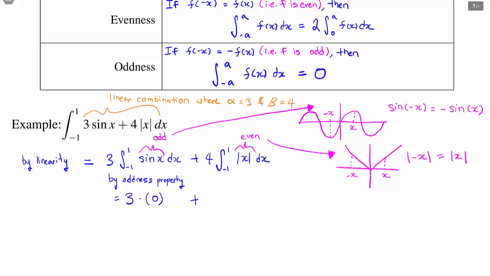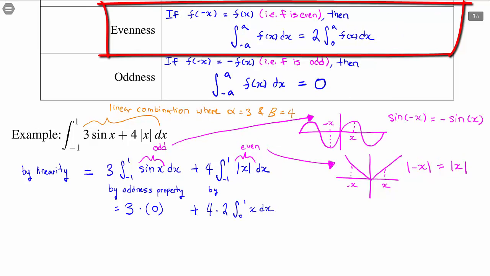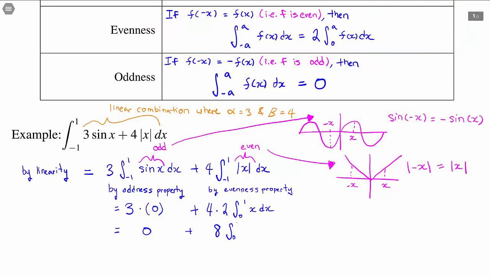to be equal to 4 times another 2 times the integral from 0 to 1 of x dx by the evenness property above. And so we have 4 times 2, or 8, times the integral from 0 to 1 of x dx. And now we're going to use the fundamental theorem of calculus.